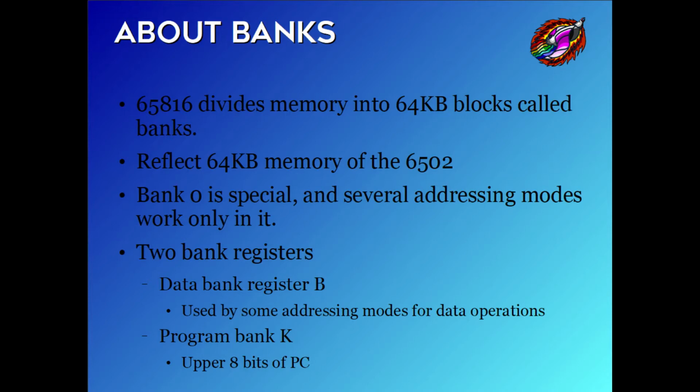Now, there are two data registers in the 65816 that refer to memory banks in some way or other. One is the data bank register B, and then the other is the program bank register K, which can also be seen as just being the upper 8 bits of the program counter. So K is holding the bank of the code that is currently running.